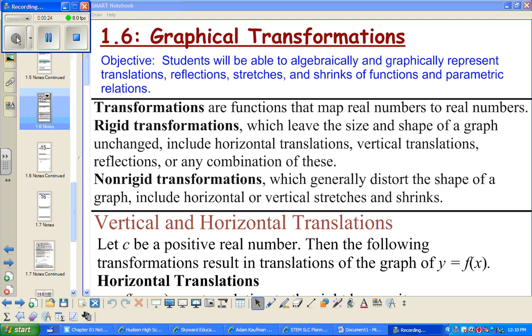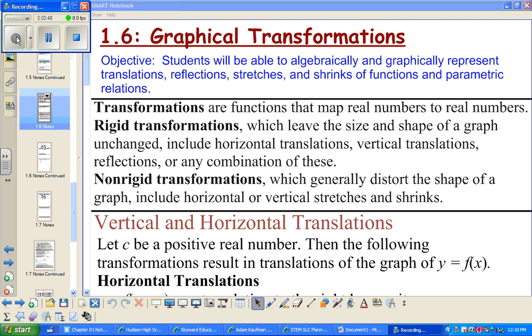your new function. A rigid transformation will leave the size and shape of the graph unchanged, including horizontal translations, vertical translations, reflections, or any combination of those things. You should remember all of that from geometry class, or at least it should sound vaguely familiar.